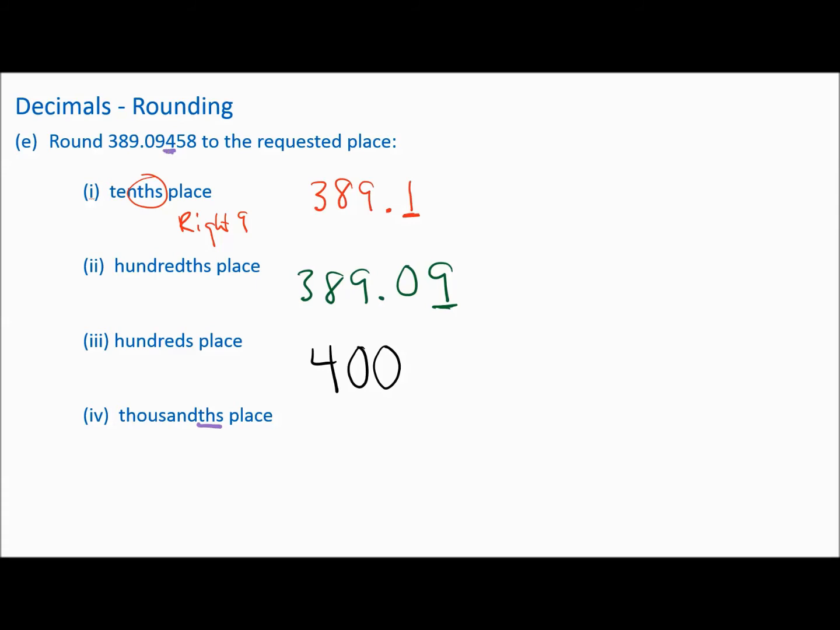Now, how do I decide? Well, I look to the right of that at this 5 right here. And anytime it's 5 or larger, so the 5 is included, then you go up. Okay, so when I write this answer, everything to the left of the decimal stays exactly the same, 389, and then we said we round up, right? So we have 0, 9, and that 4 is now going to be a 5. And notice I don't write anything past the thousandths place.